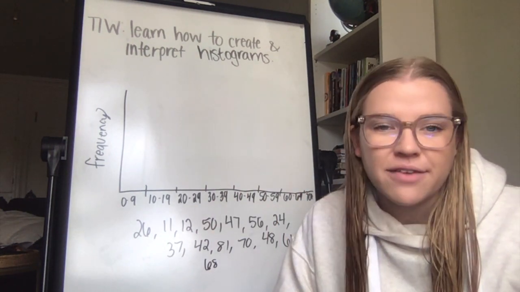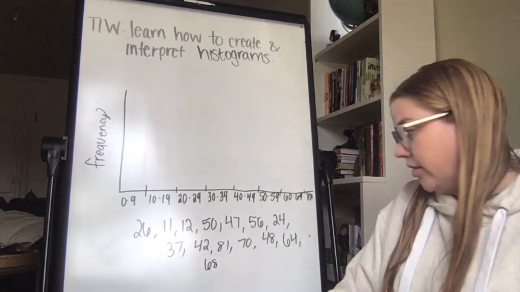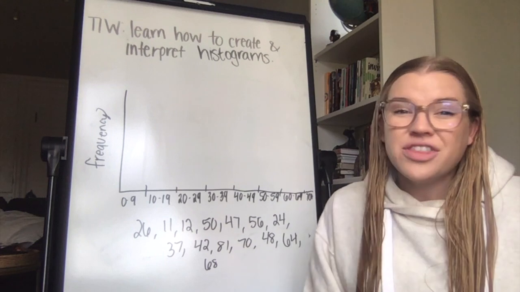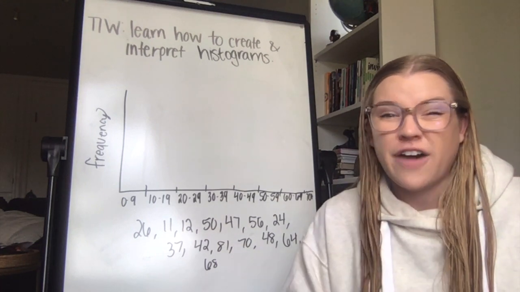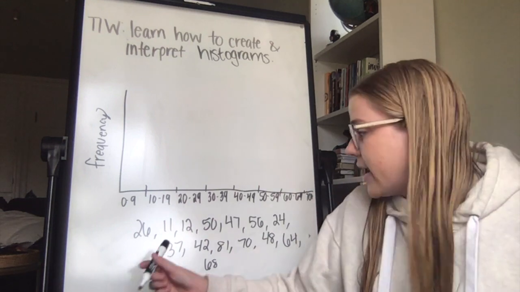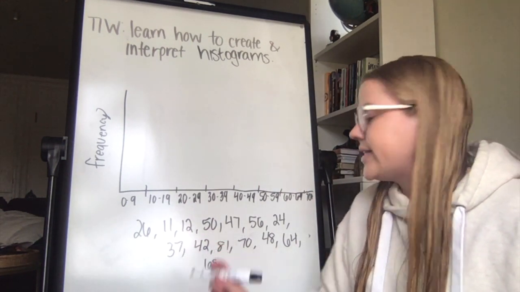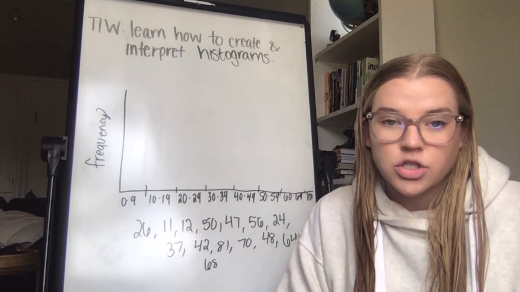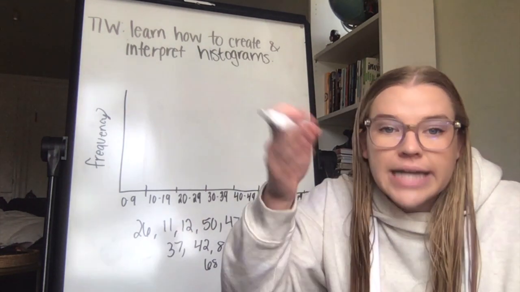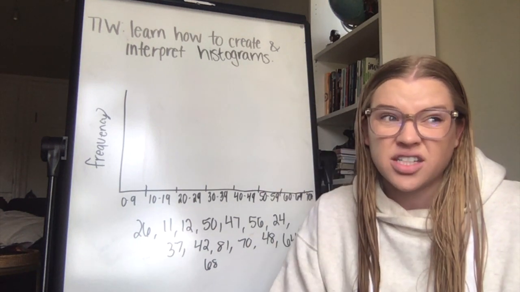I have no idea where those came from, okay? But as you can see, there's a lot of different ages here. I don't think anybody's age repeats. So if I were to make a dot plot of this data, that would be a pain, right? Because my smallest answer is 11. My biggest answer is 81. Do I want to make 70 dashes, or technically 81 dashes, and then fill them in with dots?